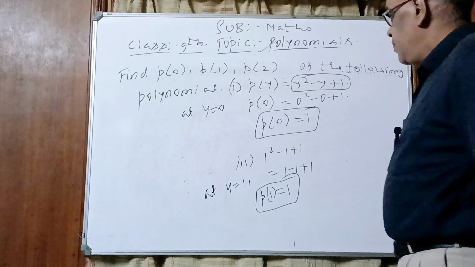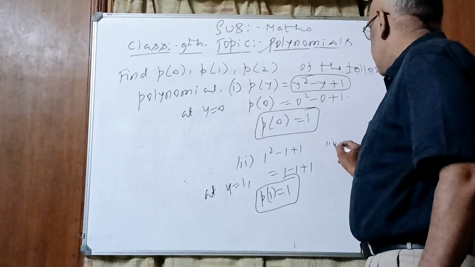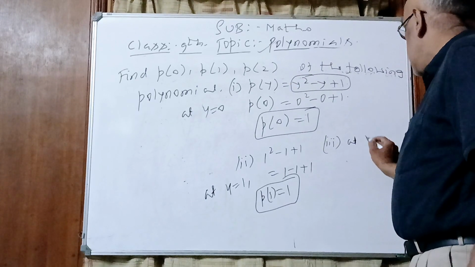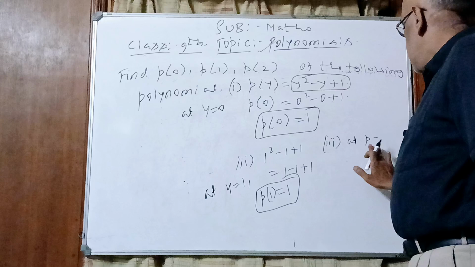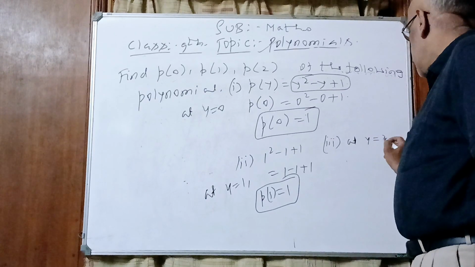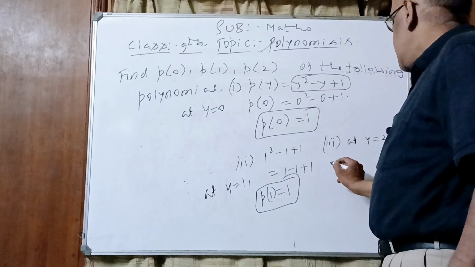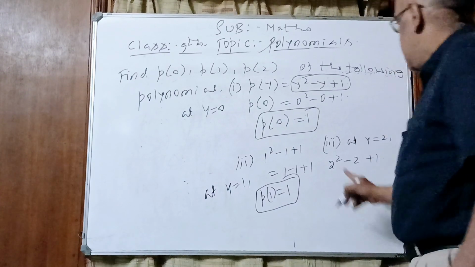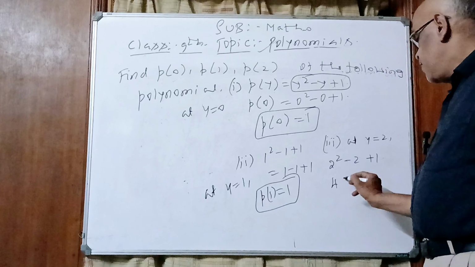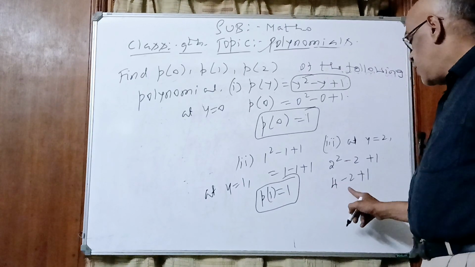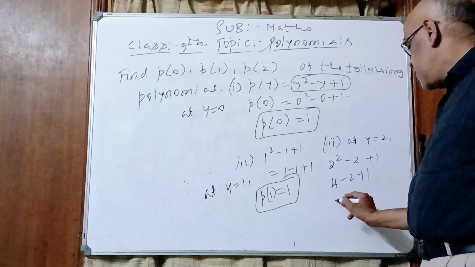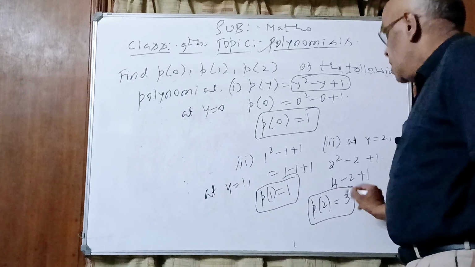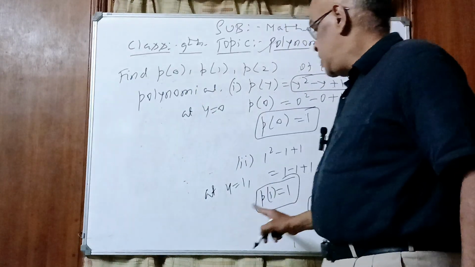Yes or no, children? Yes. Third one. What is the third one? At y is equal to 2. What is this, children? 2 square minus 2 plus 1. What is 2 square? 4 minus 2 plus 1. 4 minus 2, 2 plus 1, 3. What is that, children? P of 0 is equal to 0.